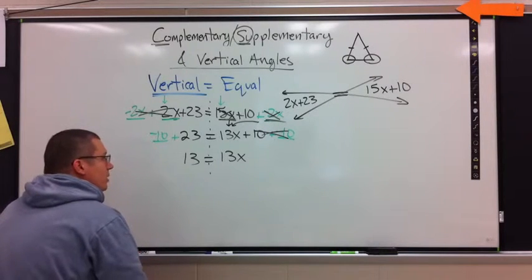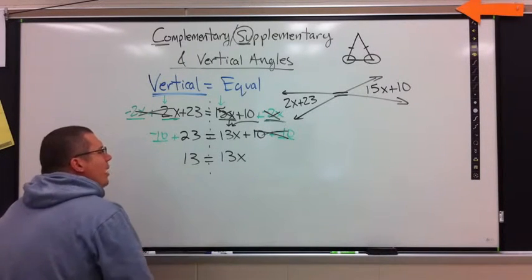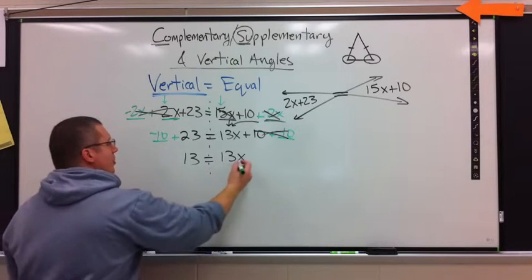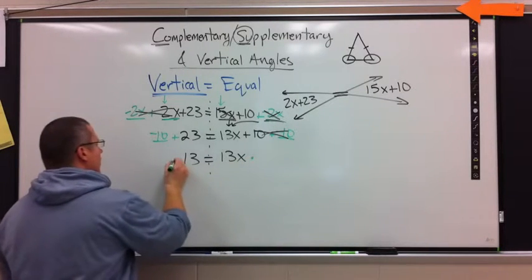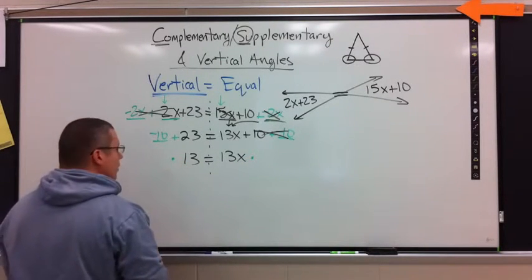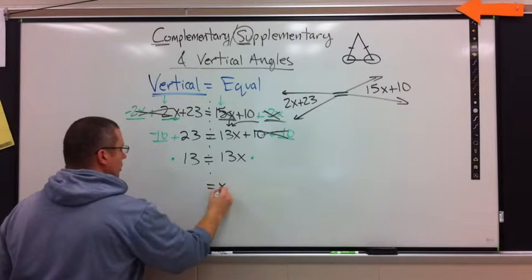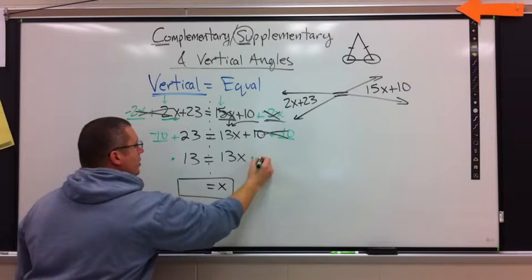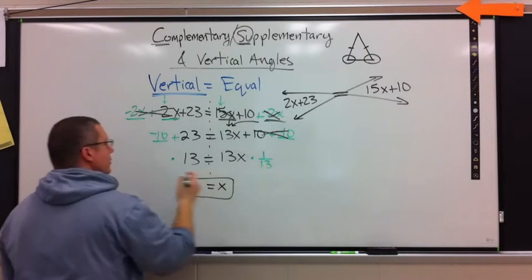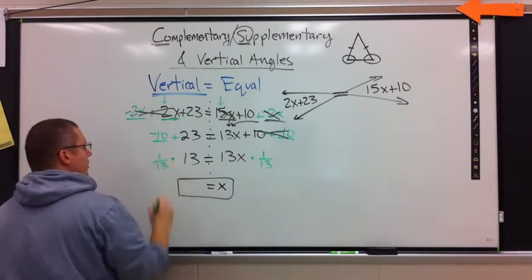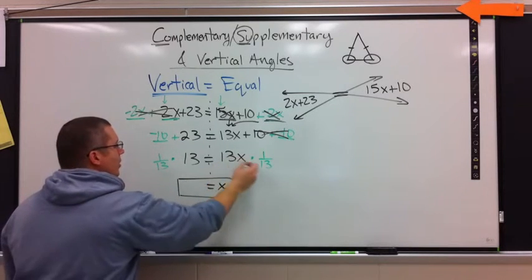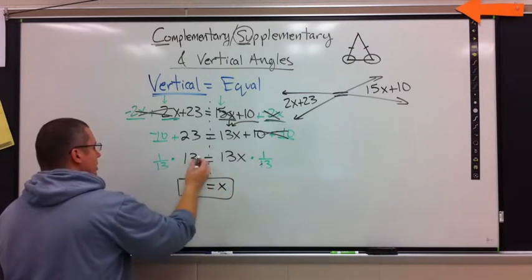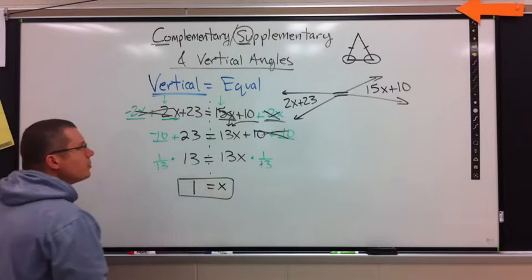I'm almost done. I know you look and say, well, just divide by 13. You're not allowed to divide this year. Why? Because we're getting better at algebra. That's why. Okay, times the reciprocal, 1 over 13. 13's cross off, I'm left with x. 13's cross off, I'm left with 1.